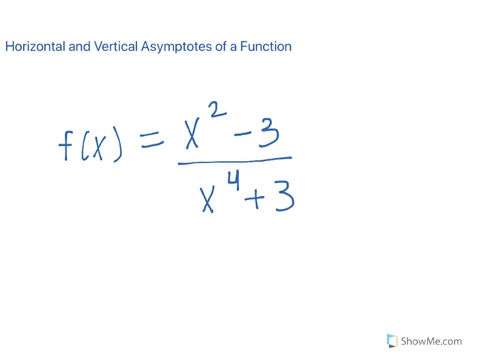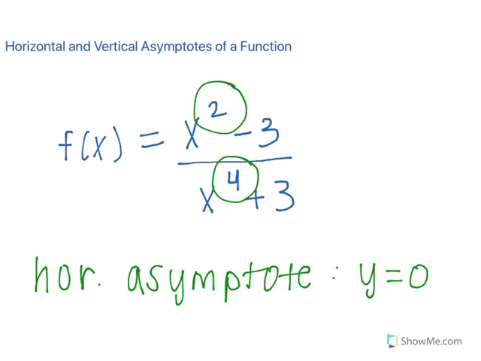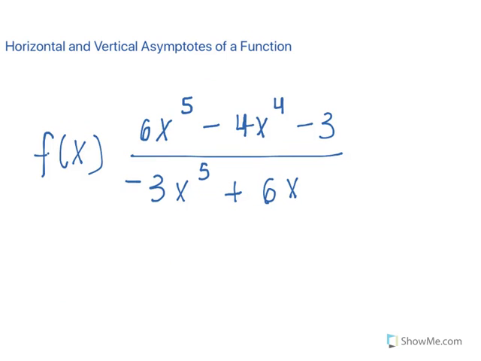Now in this function, we have f of x equals x squared minus 3 over x fourth plus 3. So, we see that the degree in the numerator is less than the degree in the denominator. If that's the case, we get the horizontal asymptote to be 0. So just know that if it's bottom heavy, then the horizontal asymptote will always equal 0. Y equals 0.